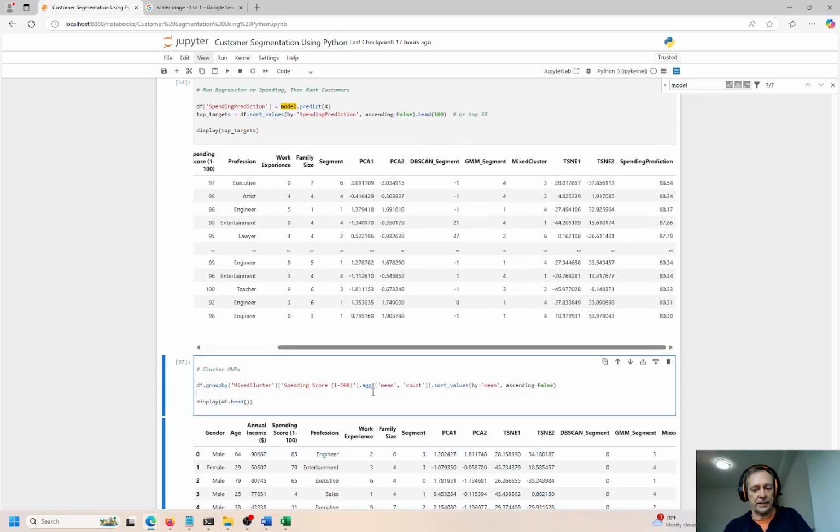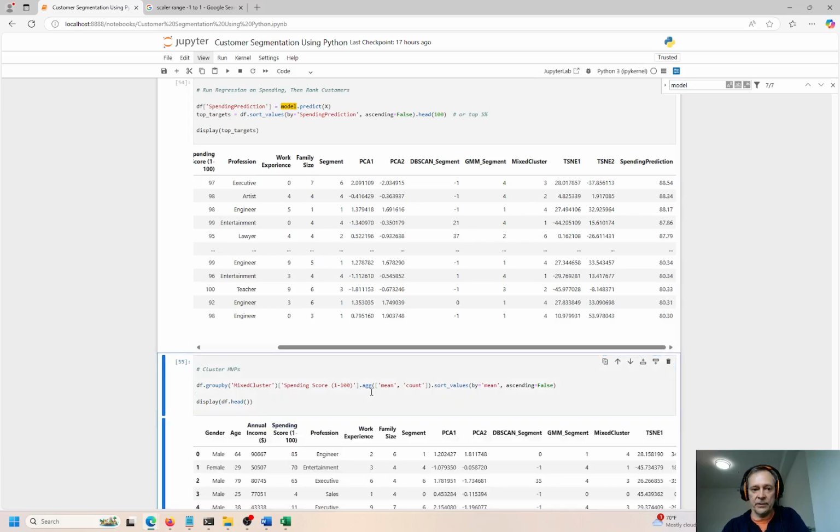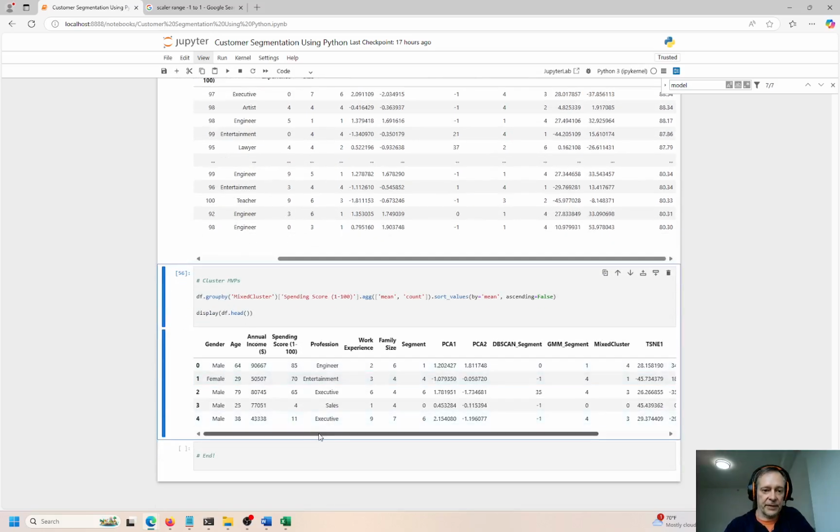And if you want to create a cluster of MVPs, the most valuable person, or most valuable player, or most valuable customer, this could be an MVC. You can look at the means and accounts, sort values again by mean in descending order. So ascending is set to false based on the spending score and the mixed cluster. The top customers, top 5 would be right here. And again, we don't have people's names. This is anonymous data. I mean, I actually made up the data.